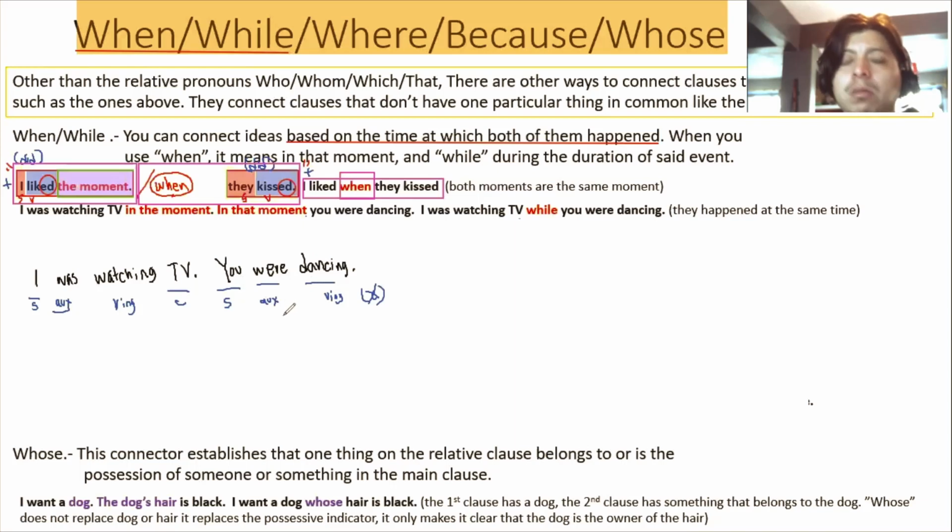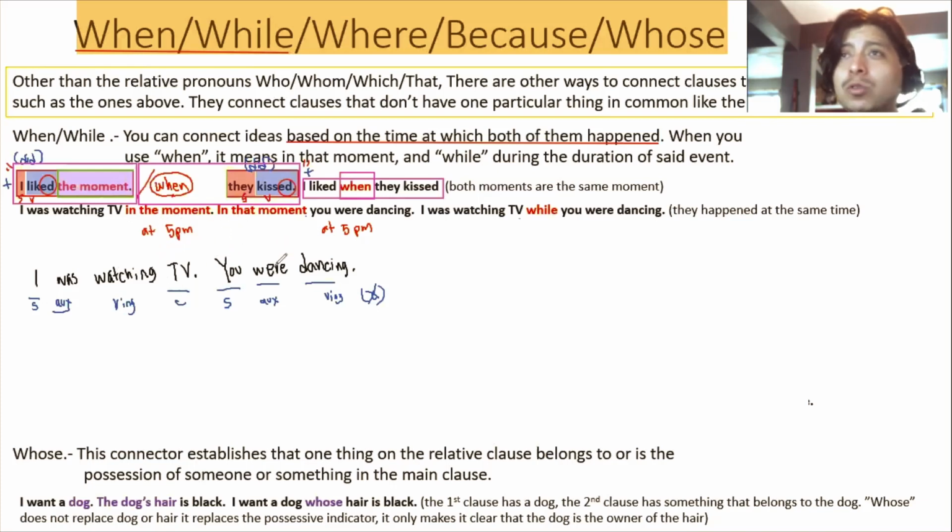I was watching TV. That's perfect. You were dancing. That's perfect. They don't really have anything in common. Maybe the only thing that they have in common is that they happened in the same moment. Let's say, for example, I was watching TV at 5 p.m. You were dancing at 5 p.m. So the only connection between these two sentences is that they happened at exactly the same time.